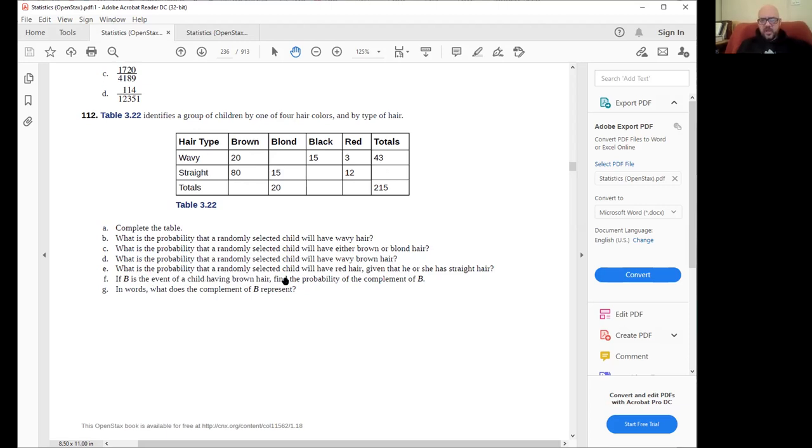If B is the event of a child having brown hair, find the probability of the complement of B. So everything but brown. Well, there were 100 children who had brown hair. So the rest of the kids would be 115. So the complement would be 115 out of 215. What does the complement of B represent? Complement of B represents the event that a child does not have brown hair. That's it.